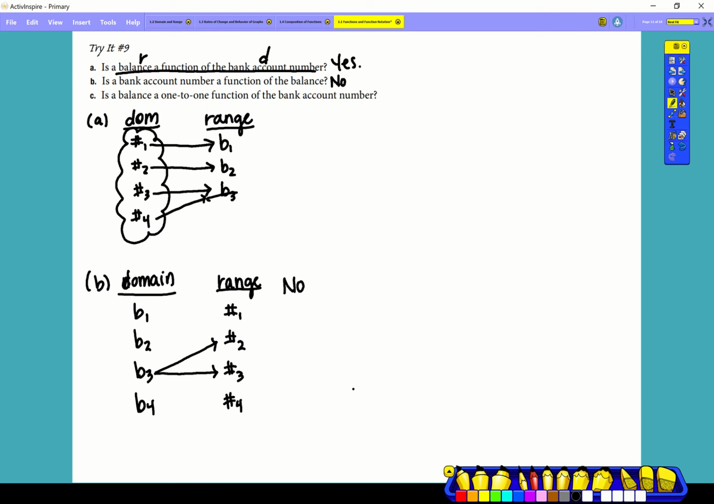Is a balance a one-to-one function of the bank account number? Well, I would say no. Oh, wait. We are now looking at A, because balance is the range. So is the balance a one-to-one function of the bank account number? So does that mean that for every output value, there's one input value? Well, if you share a bank account balance, then no. So no, it isn't.